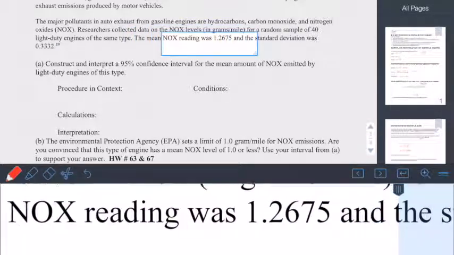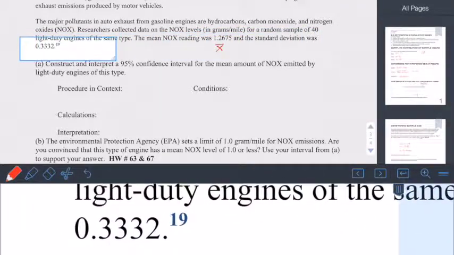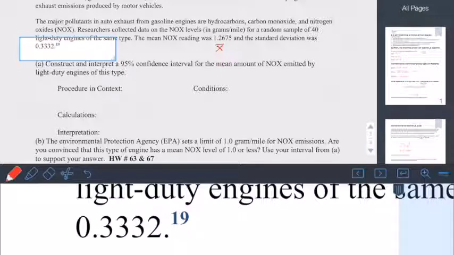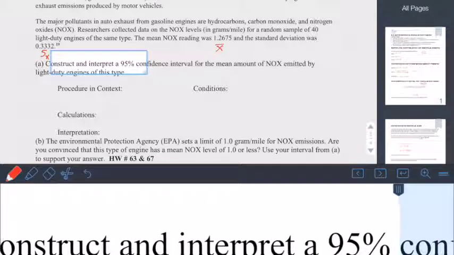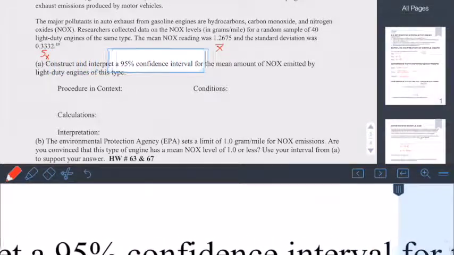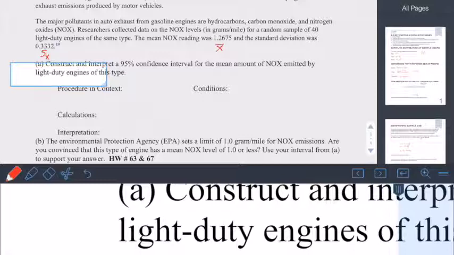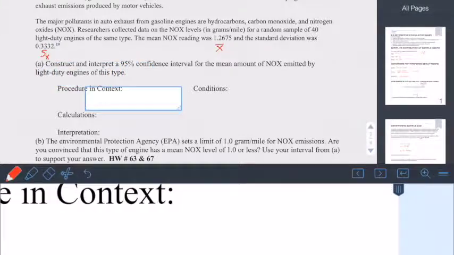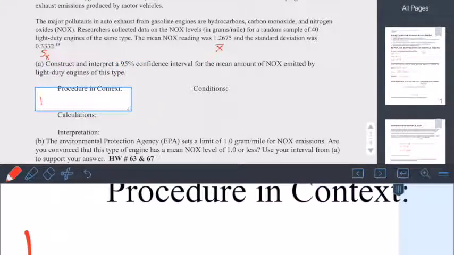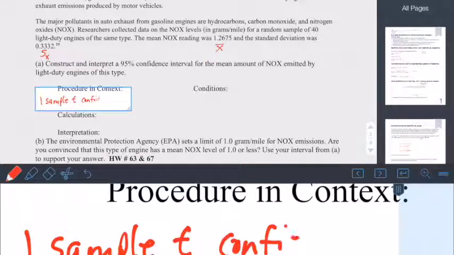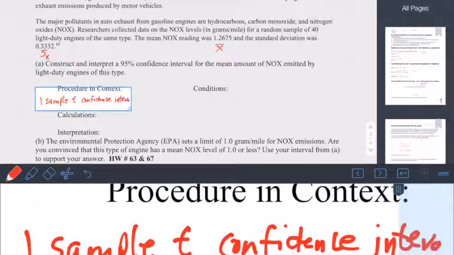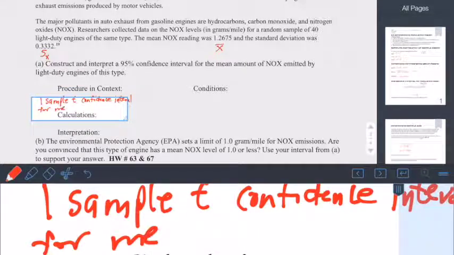1.2675, so this was from our sample, so it's an x bar. And the standard deviation was 0.3332. So this is also from the sample, s of x. Construct and interpret a 95% confidence interval for the mean amount of NOx emitted by light-duty engines of this type. So the procedure in context. This is a one sample t confidence interval for the mean NOx.